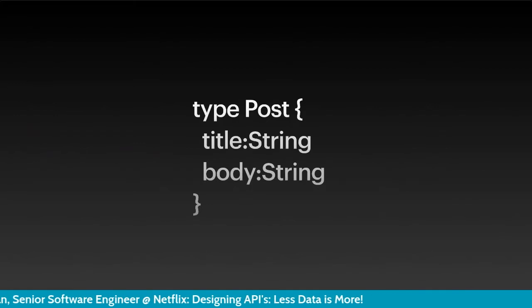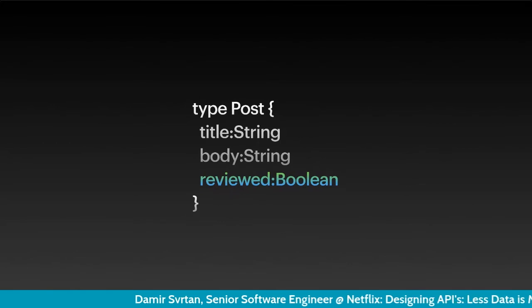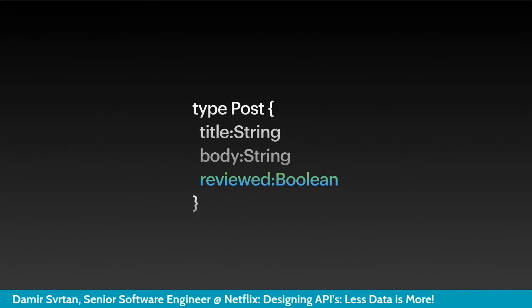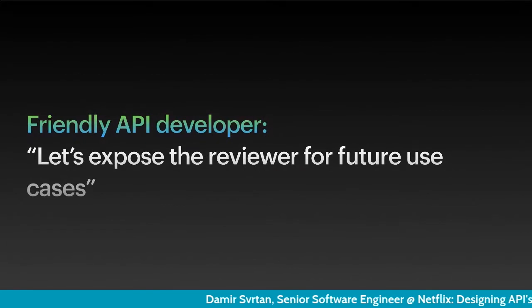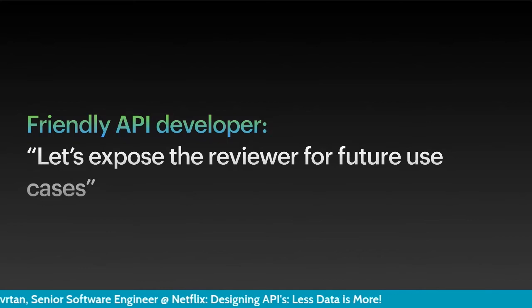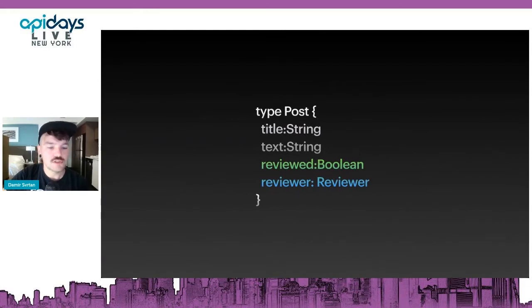Now, let's imagine this is what our post looks like. It's got a title and a body, both are strings. And then we decide, let's add a reviewed field, which is a Boolean, which is pretty much what we need. Any kind of UI developer or mobile developer might be able, based on this field, to determine whether to put a little green check mark or not. Now, the friendly API developer might say, let's expose the reviewer for future use cases. So not only whether the post was reviewed, but who the person that reviewed it was as well. So the friendly API developer might do something like this.